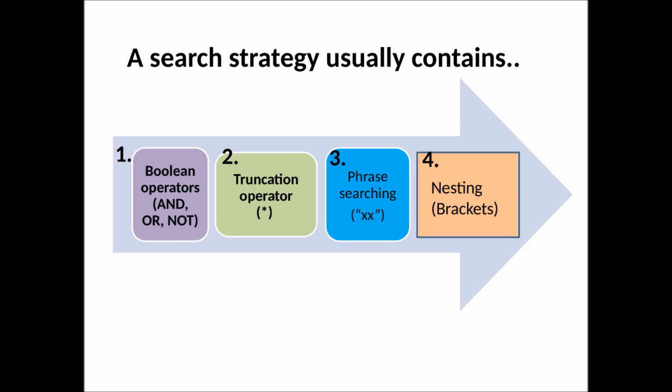A search strategy usually contains, firstly, Boolean operators. These are depicted by the operators AND, OR, and NOT. Next is the truncation operator, which is normally represented by asterisk. Thirdly, a search strategy could also contain phrases, which is represented by double quotes. Lastly, it is nesting, which means you nest the search with the same operator together using brackets. Now let me explain each of these commands.